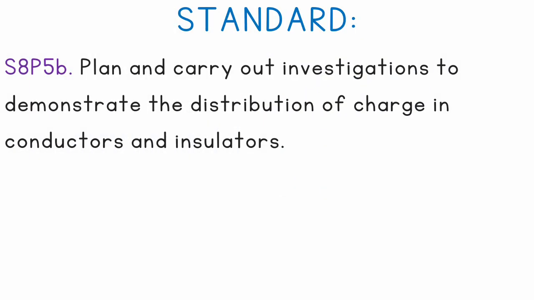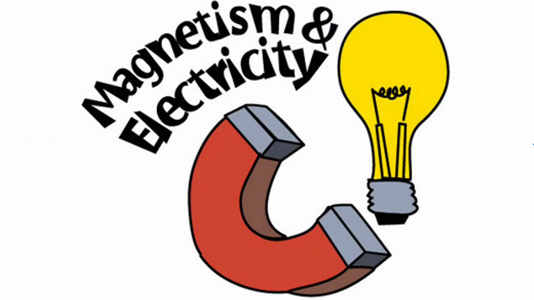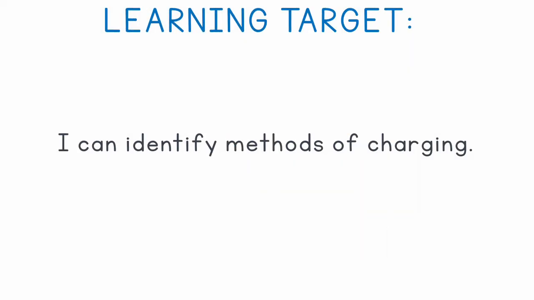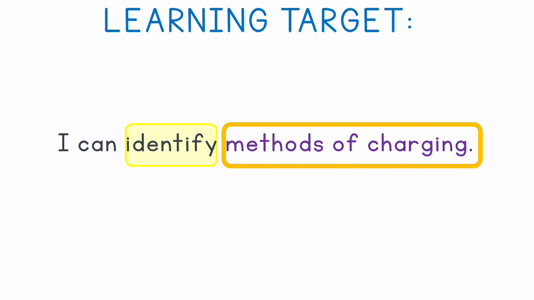Our standard is S8P5B, where we plan to carry out investigations to demonstrate the distribution of charge in conductors and insulators. As we continue in our magnetism and electricity unit, our learning target states I can identify methods of charging. So today we're going to be looking at charge.